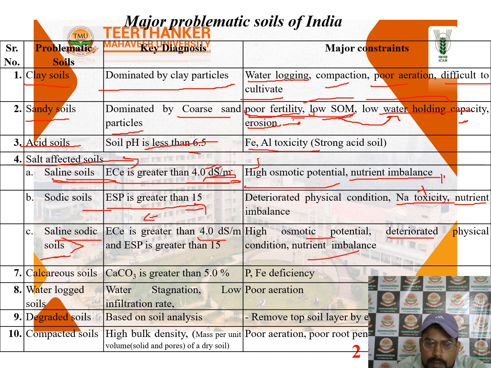Calcareous soil. Calcareous soil means an increase in calcium carbonate, greater than 5%, and the soil is called calcareous in nature. These soils are more deficient in phosphorus and ferrous iron.